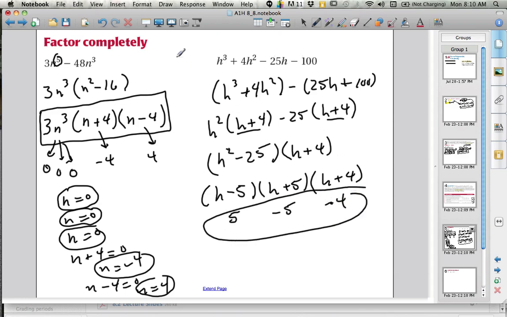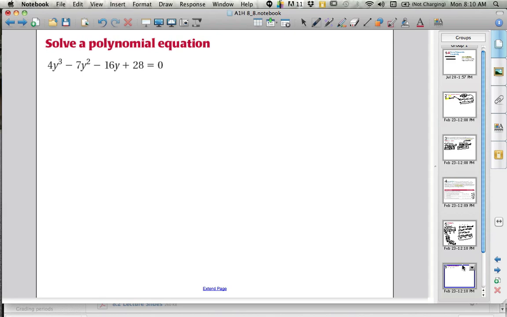Okay? They didn't ask me to solve. I just figure normally we're factoring so that we can solve things. We might as well talk about that now. Oh, look, solve a polynomial equation. There they go. Okay, so again, I've got 4 terms.